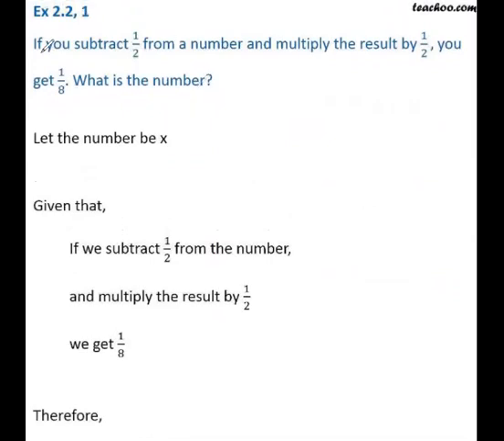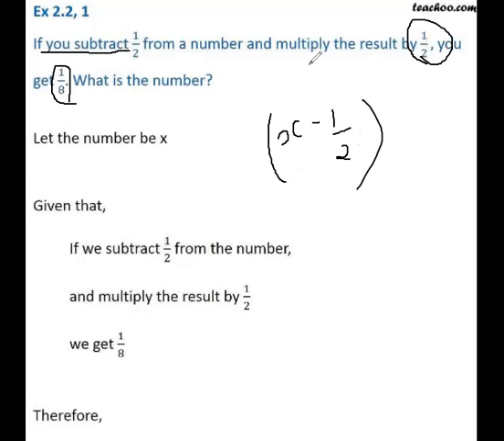So basically, it says if you subtract half from a number and multiply the result by half, you get the number 1 upon 8. What is the number? Now, this will form our equation. If we take the number as x and we subtract half, x minus 1 by 2, we'll put it in a bracket because we have a further operation to do.